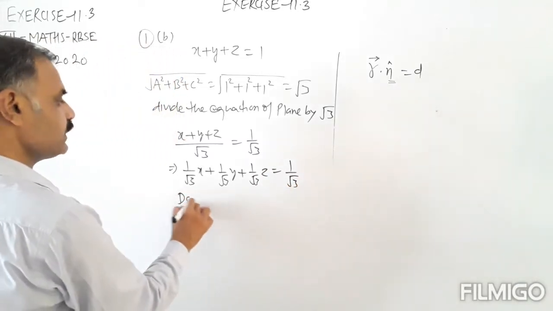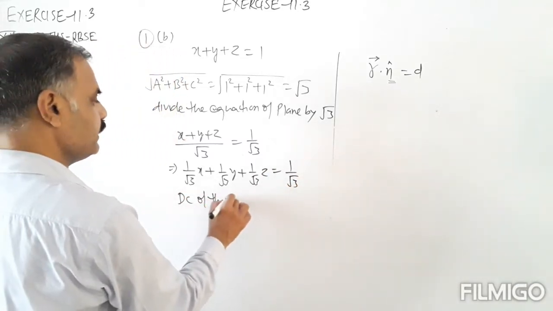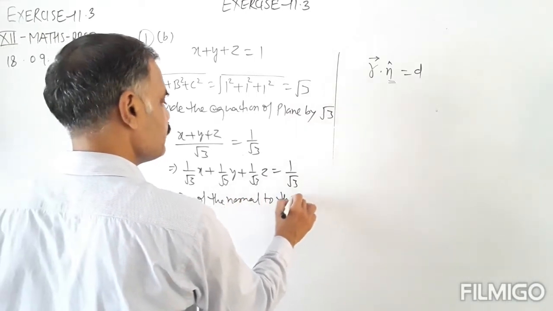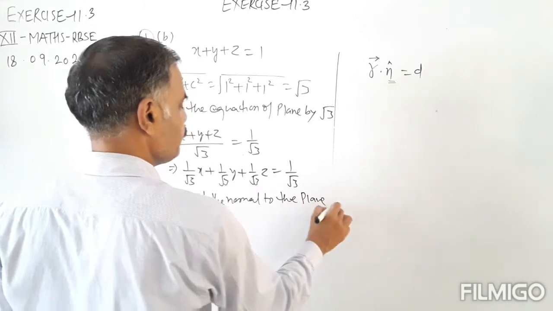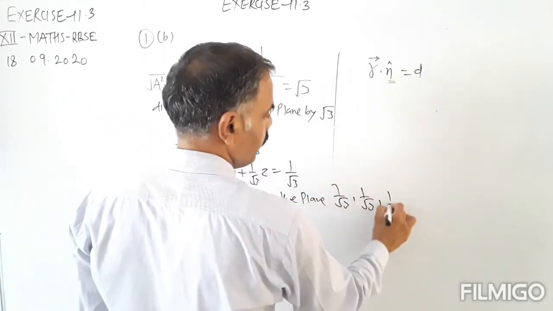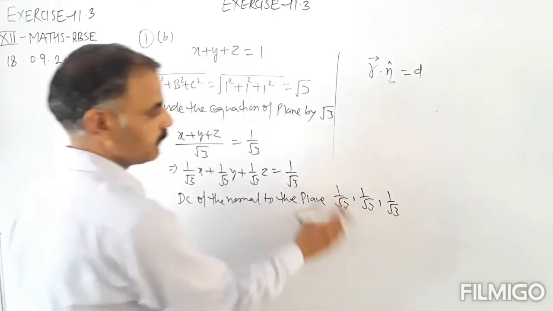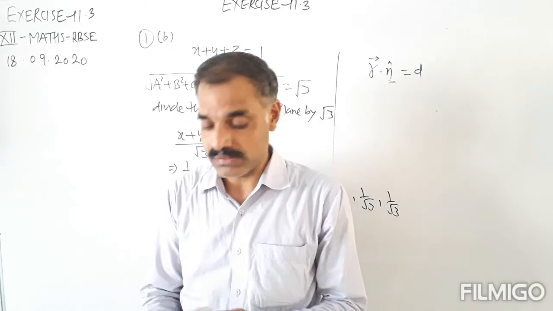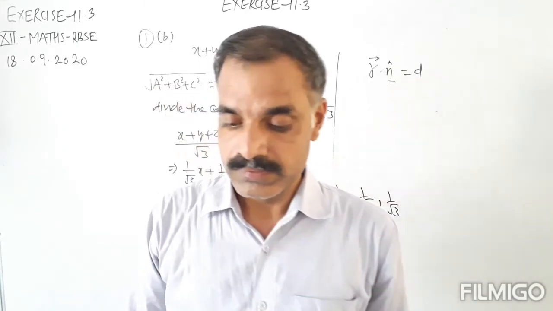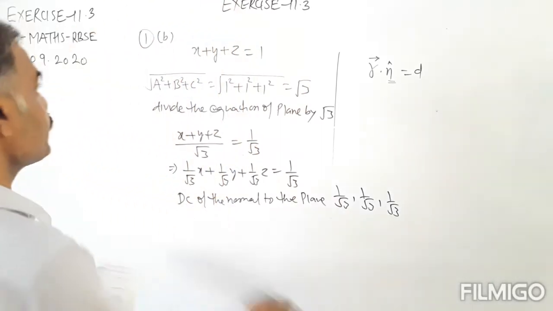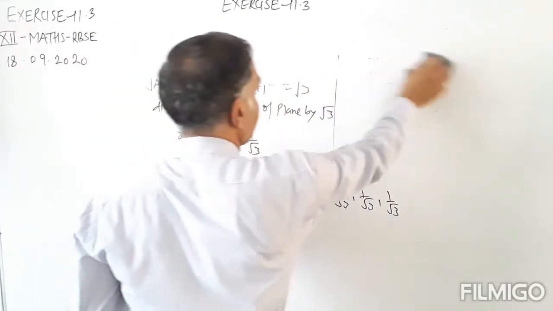So direction cosine of the normal to the plane are 1 upon under root 3, 1 upon under root 3 and 1 upon under root 3. Okay, so these are the direction cosine. Now we will solve the next question. Question number 2. Question number 2 of the exercise 11.3.